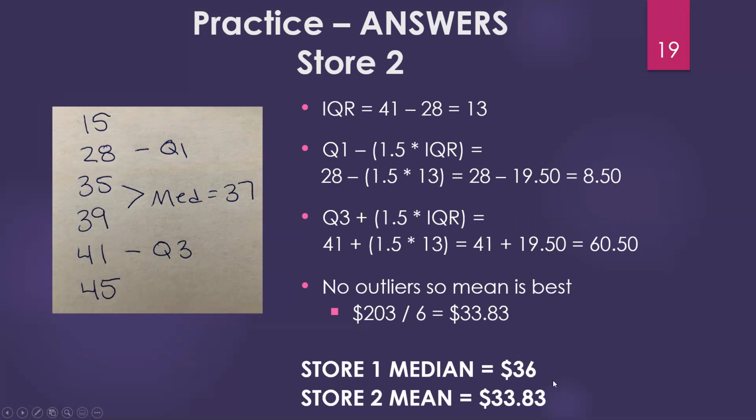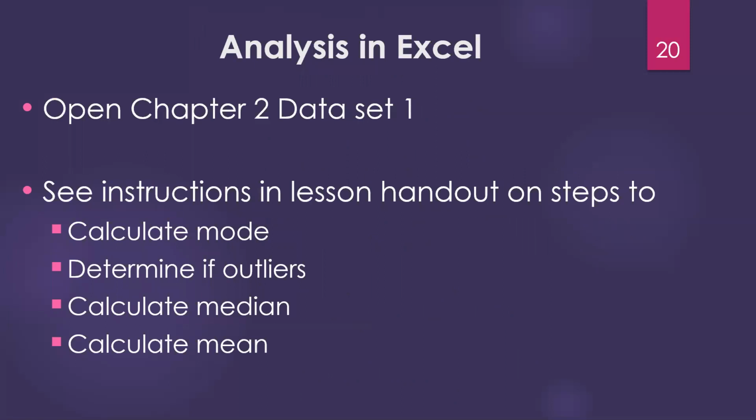The appropriate measure of central tendency or average for store 1 is the median, and the appropriate measure for store 2 is the mean, and here are their values. Okay, so I hope that is helpful practice for doing the measures of central tendency for interval ratio level variables.